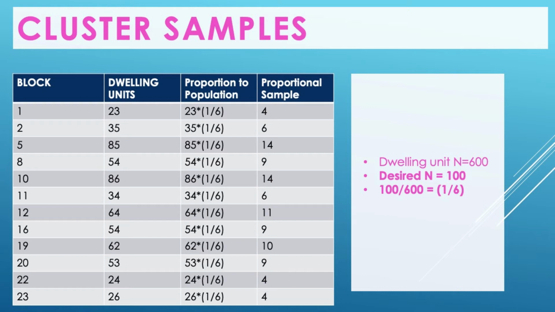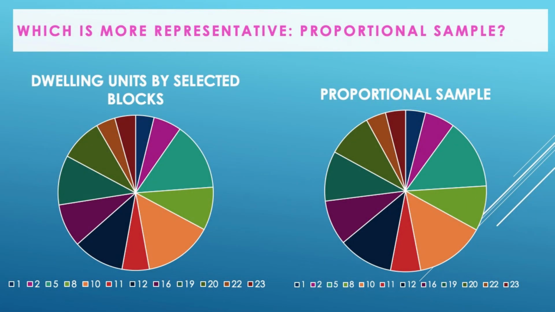And so we could apply that here, right? So we've got 23 dwelling units in block 1, multiply that times 1/6, and we end up with 4. And we do that with block 2, and we get a proportional sample of 6 from block 2, and so on and so on and so forth. So you could actually compare that, again, because I could not resist making the graph as well. You can compare that to the proportional sample here, which looks a lot more representative of the dwelling units from our selected blocks and clusters.